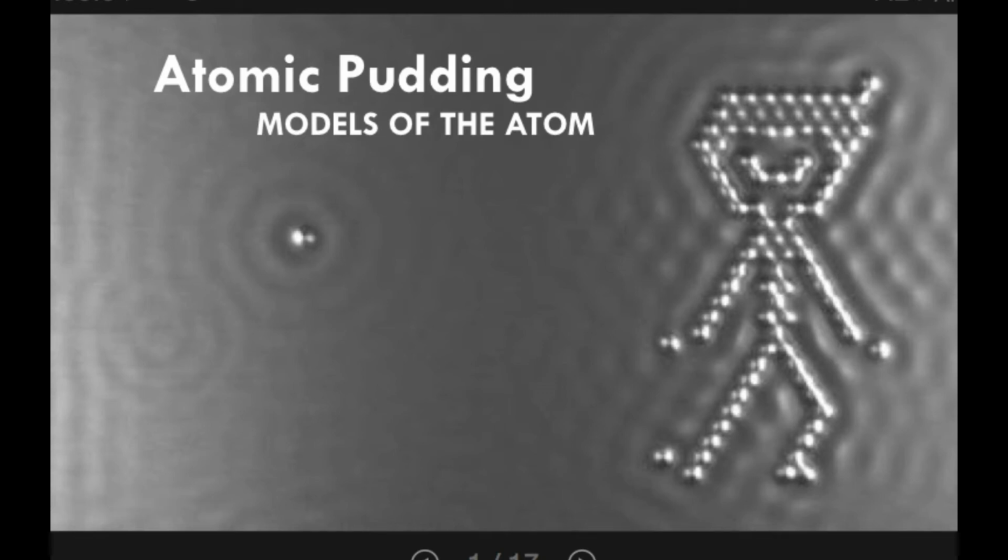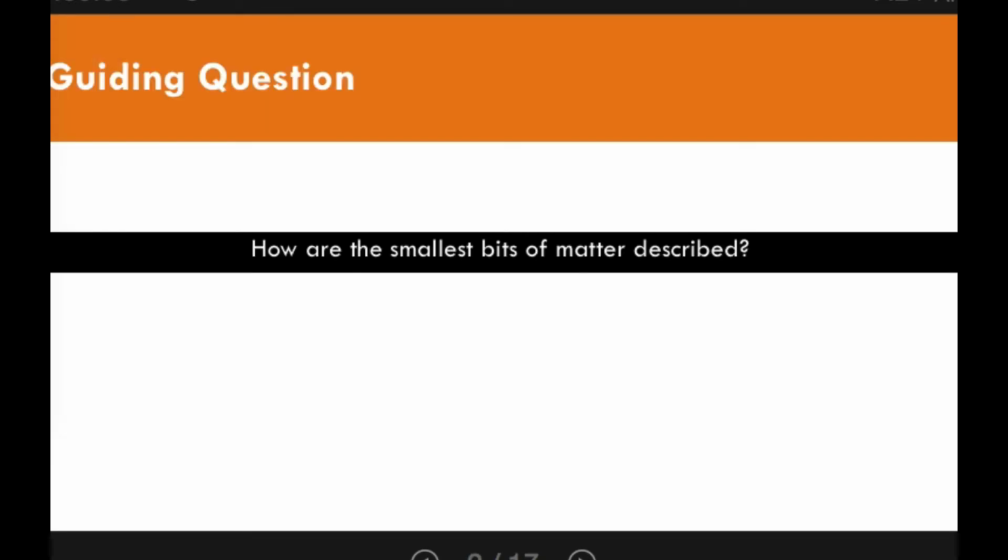Alright, welcome to Screencast on the atom. Guiding question is, how are the smallest bits of matter described?